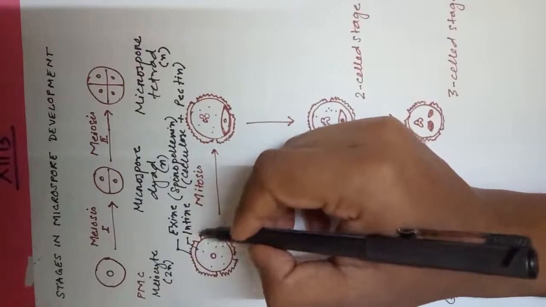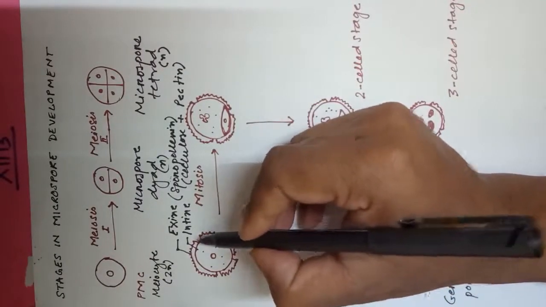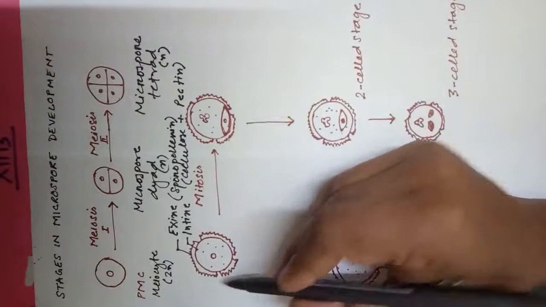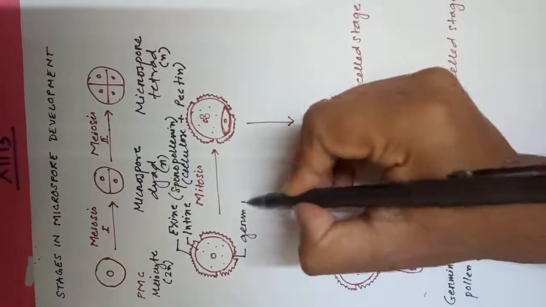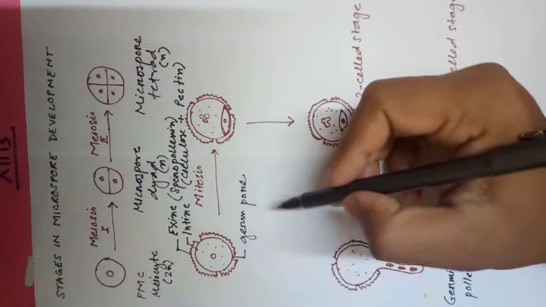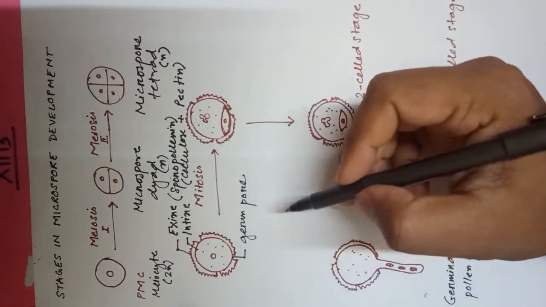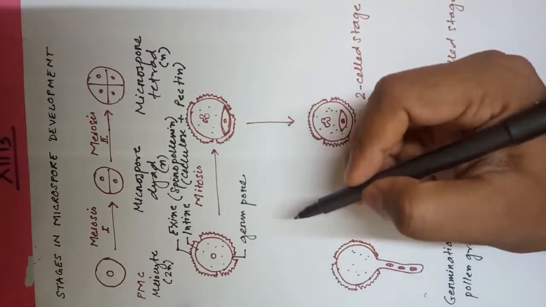If you see the exine which is spiny in nature, it is not entire, meaning it has some gaps. This is gap number 1, gap number 2, and gap number 3. These gaps are called germ pores. So we can see 3 germ pores, and through this germ pore the pollen tube later comes out, which you call pollen germination.